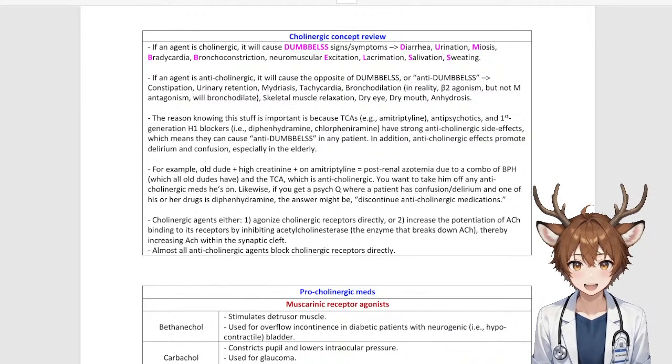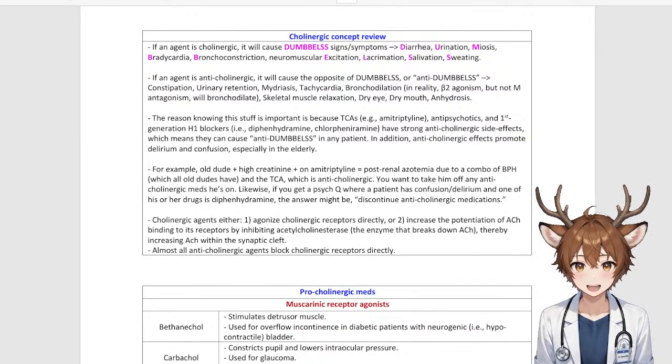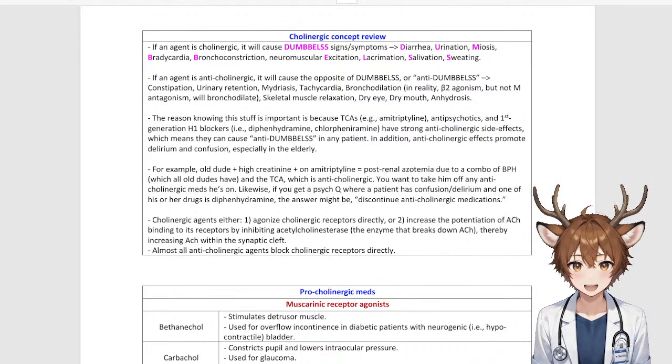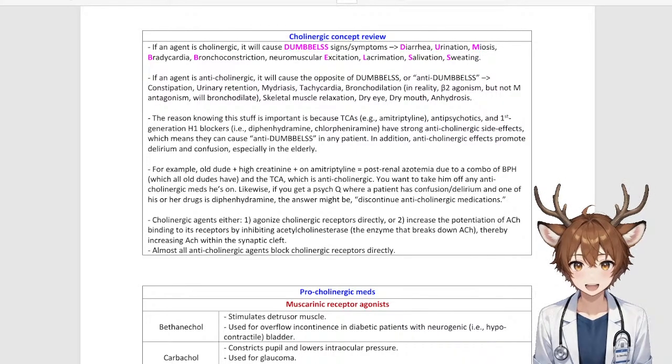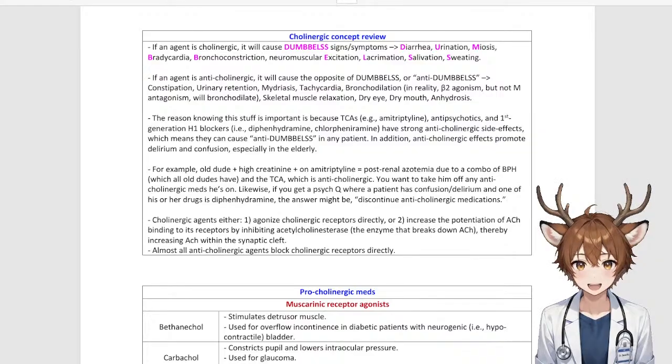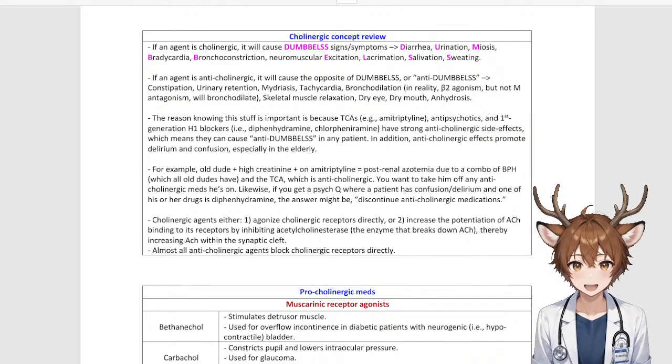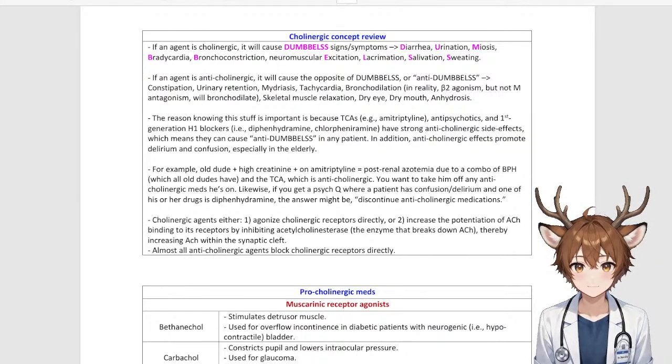Cholinergic agents either one, agonize the cholinergic receptors directly, or two, increase the potentiation of acetylcholine binding to its receptors by inhibiting acetylcholinesterase, the enzyme that breaks down acetylcholine, thereby increasing acetylcholine within the synaptic cleft. Almost all of the anticholinergic agents block cholinergic receptors directly.